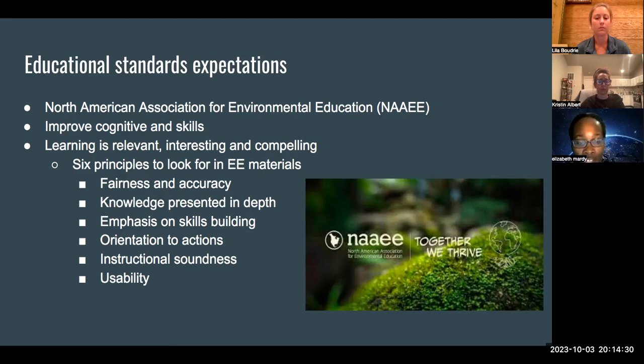And orientation to action promotes civic responsibility and encourages learners to use their knowledge, personal skills, and assessments to solve environmental problems. And structural soundness relies on structural techniques that create an effective learning environment. And usability is basically any model that you use for students to be engaged. It is well-designed and easy to use.